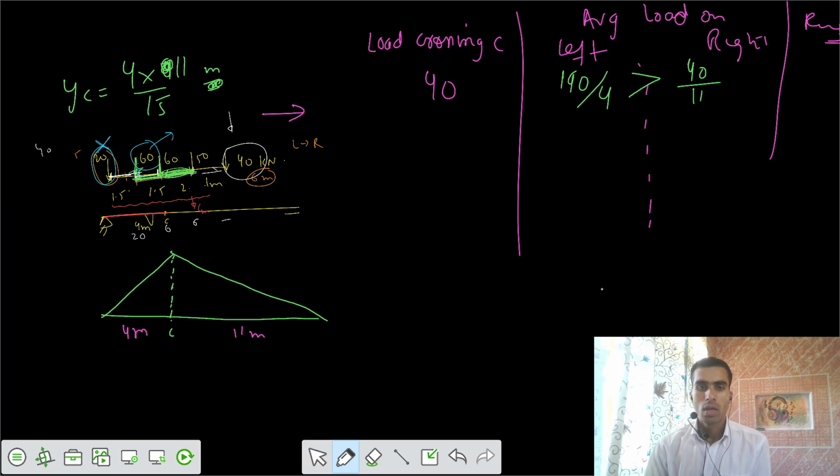When the second load, that is the 50 kilonewton, is crossing, the total load on the right would be 50 plus 40, that's 90 for the length of 11. And from this side we have subtracted that 50, so I would get 140 by 4. And this still is greater, left is greater than right.